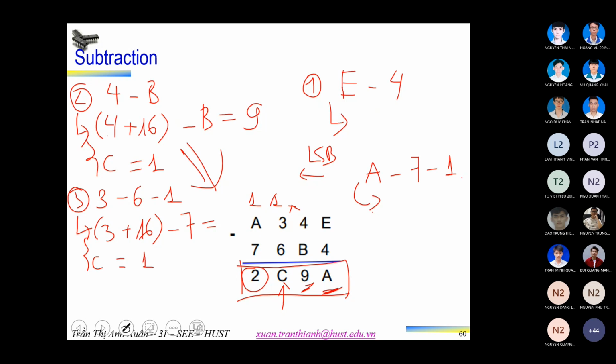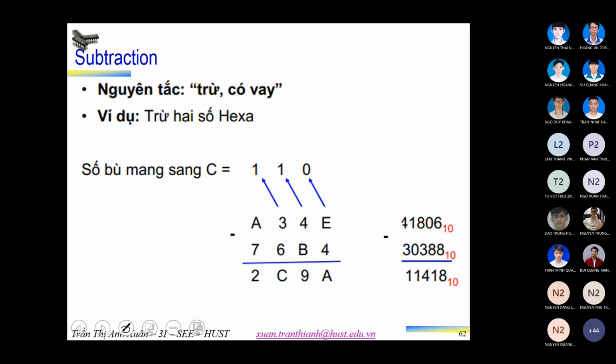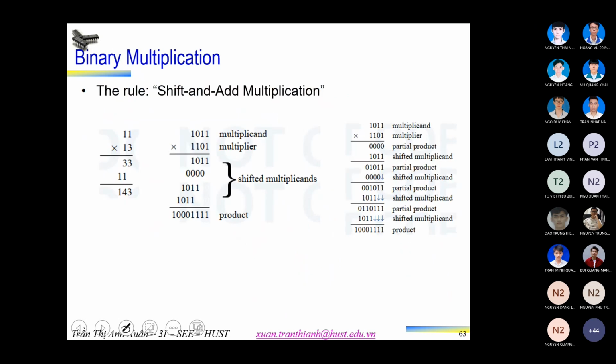This is the rules of subtraction. Now we can review the binary multiplication. The rules of multiplication you see here is shift and add multiplication.